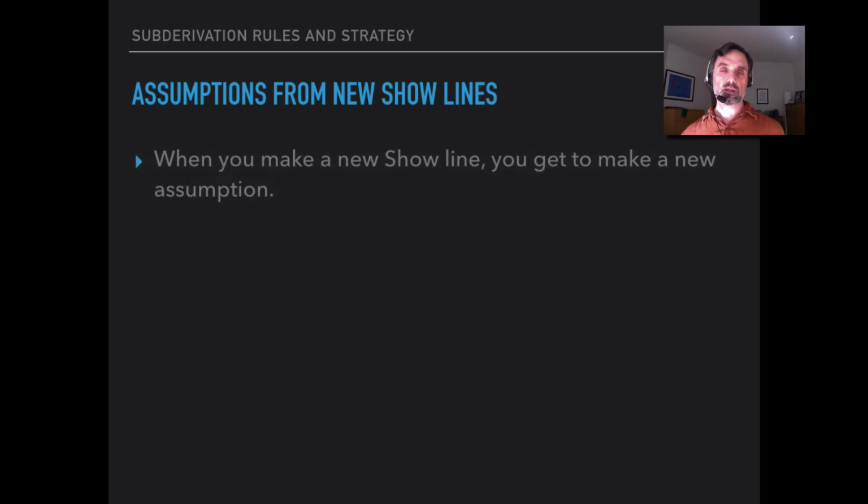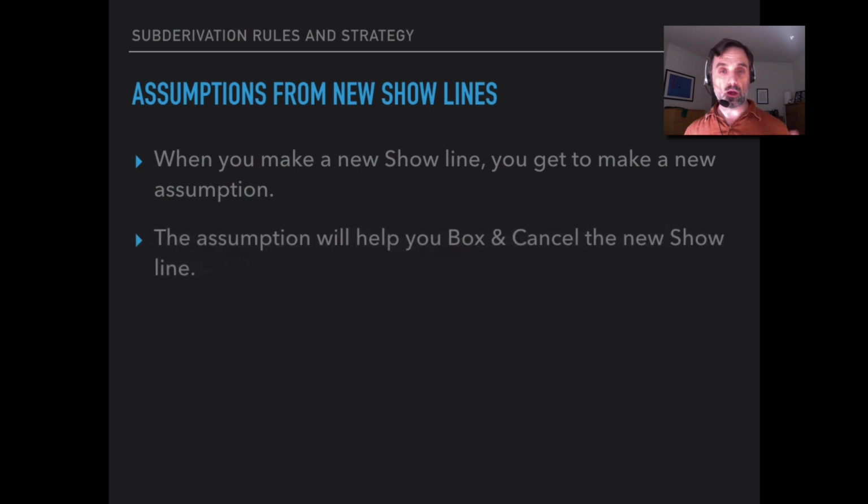Now, a big part of the reason why subderivations work is that when you enter a new show line, you then get to make a new assumption, and that will then allow you to apply inference rules. So in the previous video, we were trying to show if P only if Q, then not Q only if not P. On our third line, we said show if not Q, then not P, and then we made the assumption not Q. With that assumption, we were able to do modus tollens with an old line, if P then Q. So part of the reason why subderivations work is because you get to make an assumption.